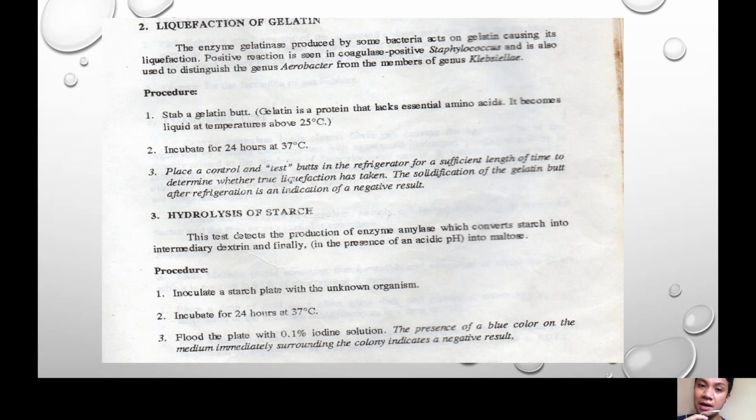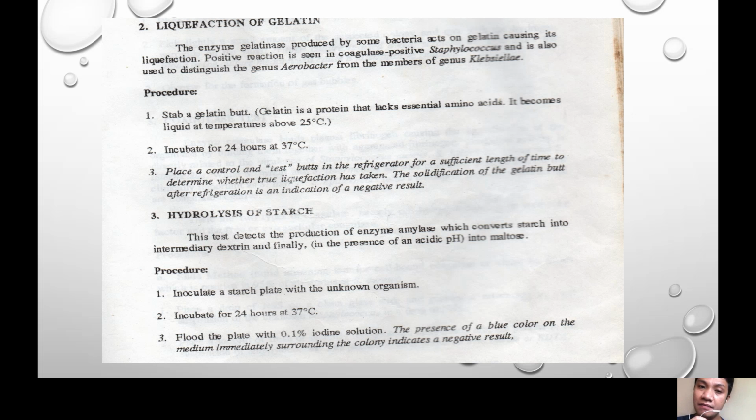Again, your gelatin bath is a solid culture media. If your bacteria contains the enzyme gelatinase, it becomes liquefied. The true liquefaction is identified by allowing your gelatin bath to be put at refrigerator temperature. A true liquefaction will still remain in the liquefied form, whereas a false liquefaction, upon refrigeration, will solidify again.